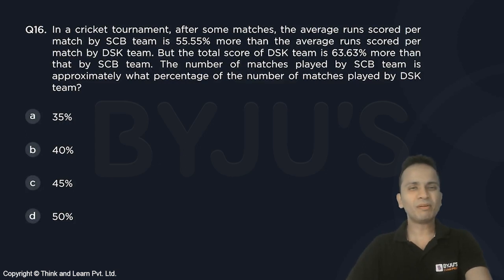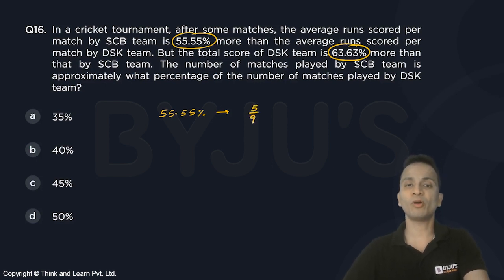Now this question will become very simple if you know how to play with these percentages, if you understand the percentage equivalence of fractions. So 55.55 percentage in terms of fraction, how much will this be? This will be equal to 5 upon 9. Okay. Similarly, 63.63 percentage, how much will this be? This will be 7 upon 11.